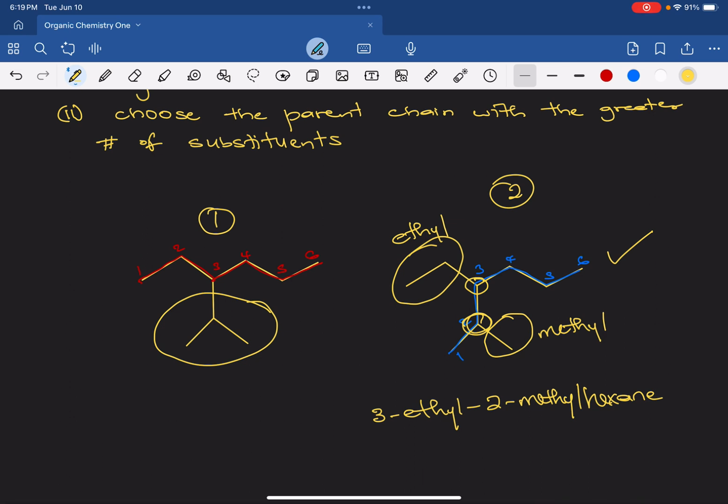And that is how you would handle a situation where you have two or more parent chains within one molecule. Find the longest chains, right? And then look to see, okay, which one of these long chains has the most substituents, and then you name based on that. That's all you have to do.